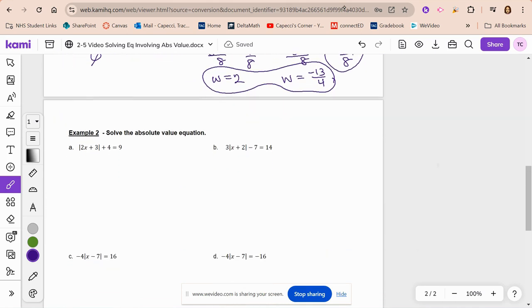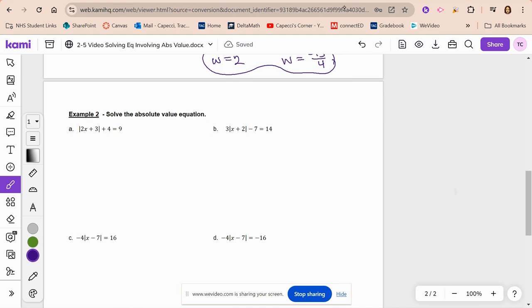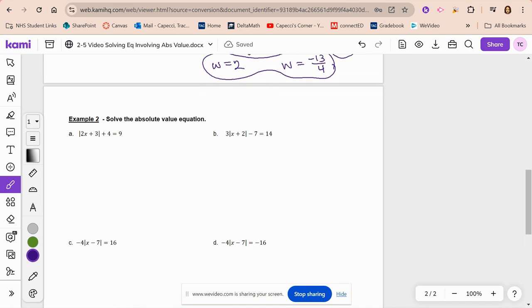Okay? All right, we're going to try some more advanced problems with a little bit more going on here. So here's my wall. And like we said, we have to isolate my absolute value. So now in this problem, I have my absolute value, but I also have that 4. So I can't split it until I get rid of that 4.